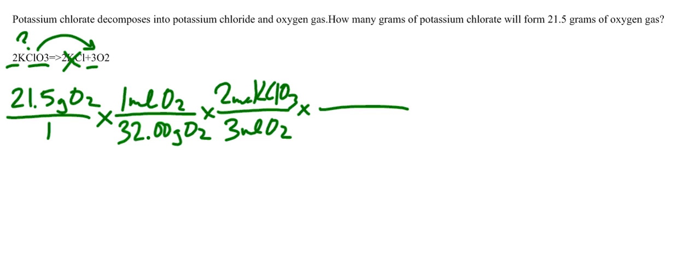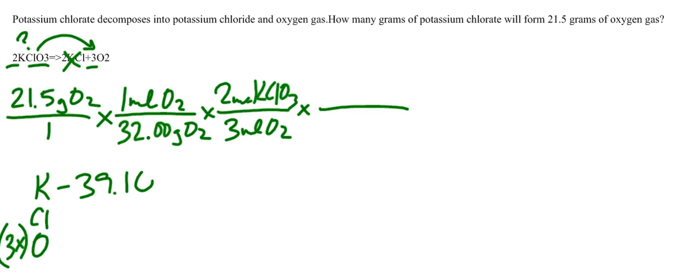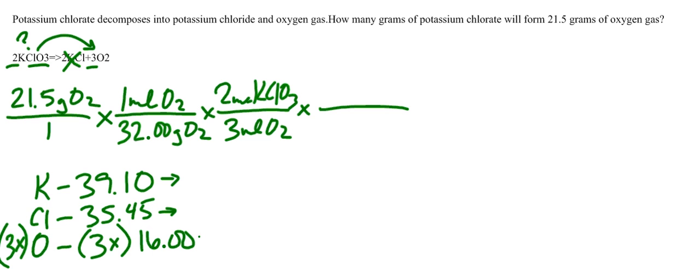Right? And now I need the molar mass of potassium chlorate. Okay, just a little refresher, I'll go ahead and work it out, right? Potassium, chlorine, and then I have oxygen, but I have 3 times the oxygen. Okay, so potassium is 39.10, the chlorine is 35.45, and the oxygen is 3 times 16.00. All that comes together, 39.10 plus 35.45, okay, plus 3 times 16 equals 122.55 grams per mole. That's 122.55 grams for every 1 mole.